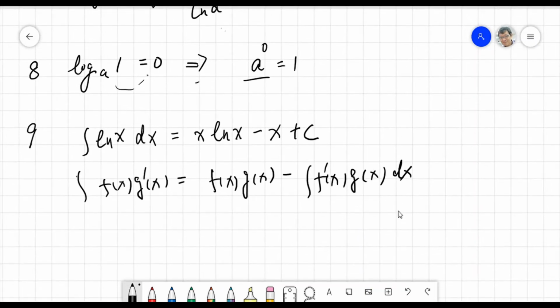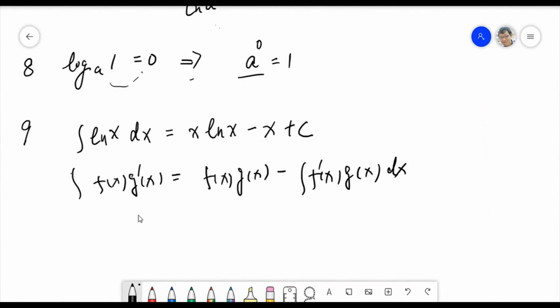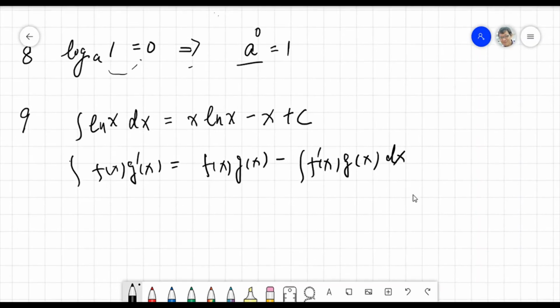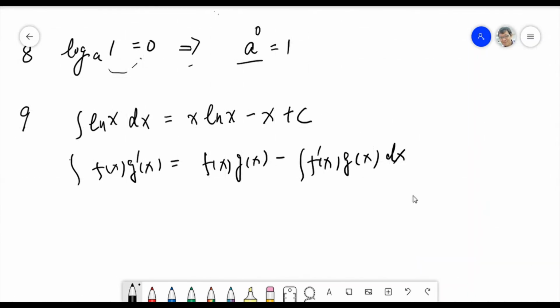There are a lot of examples to prove how the integration of ln x equals this one. So it is easy to find any kind of proof here, but if you want, I can show it, just compare with this one. Okay, so we think about ln x is f(x).